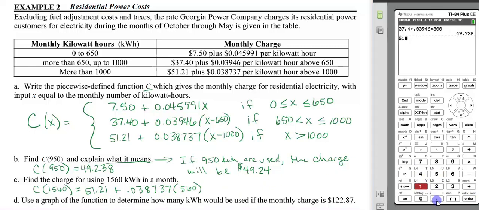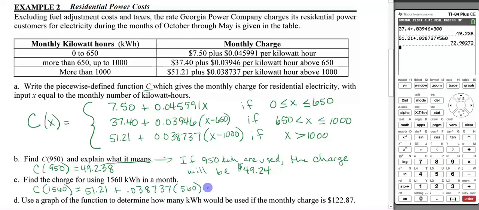Put that into the calculator. 51.21 plus 0.038737 times 560, and that gives us 72.90272. The charge, again, you want to round to the nearest whole cent, $72.90.